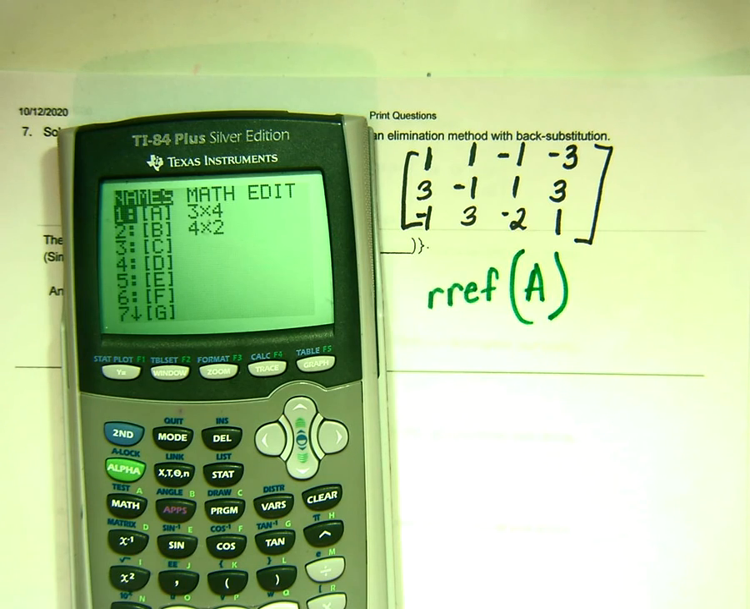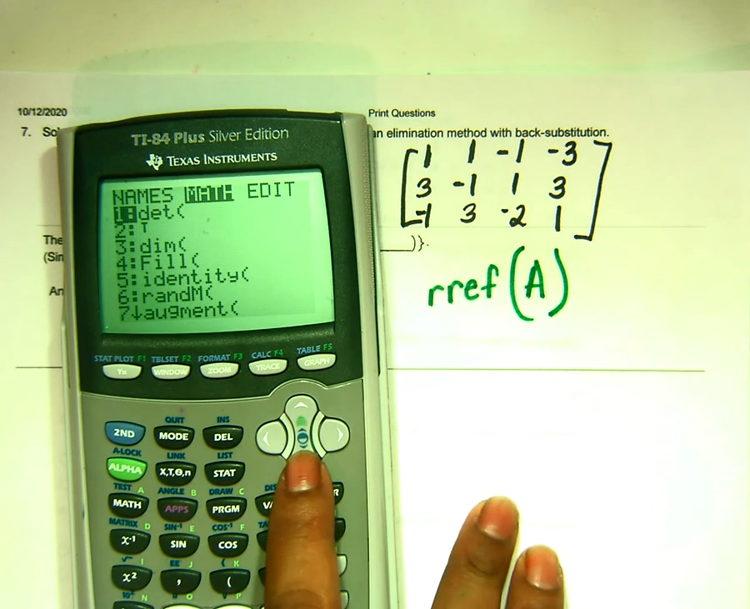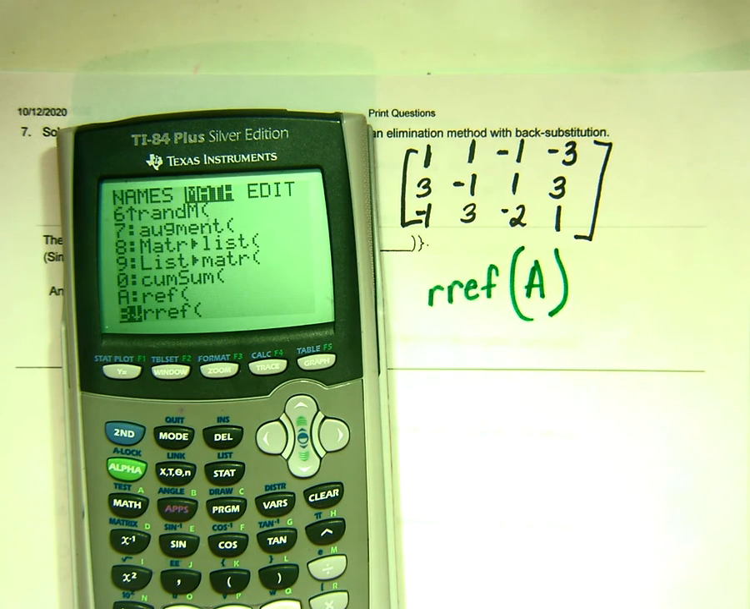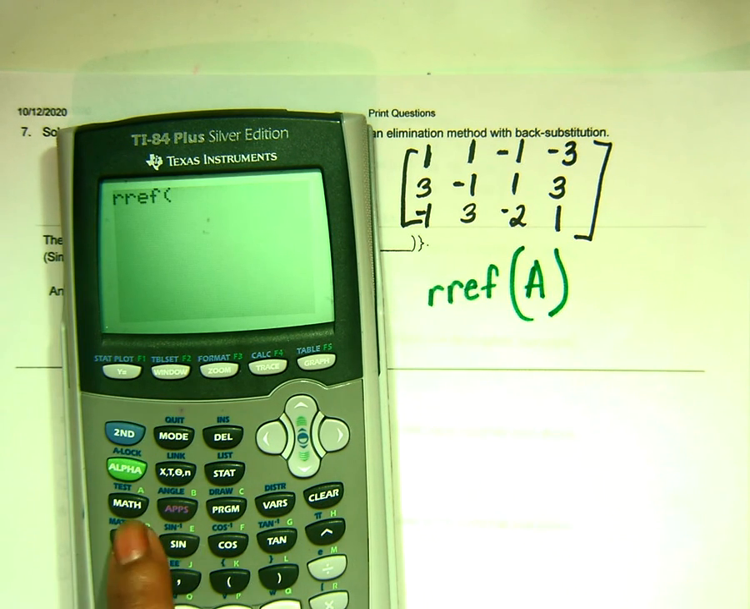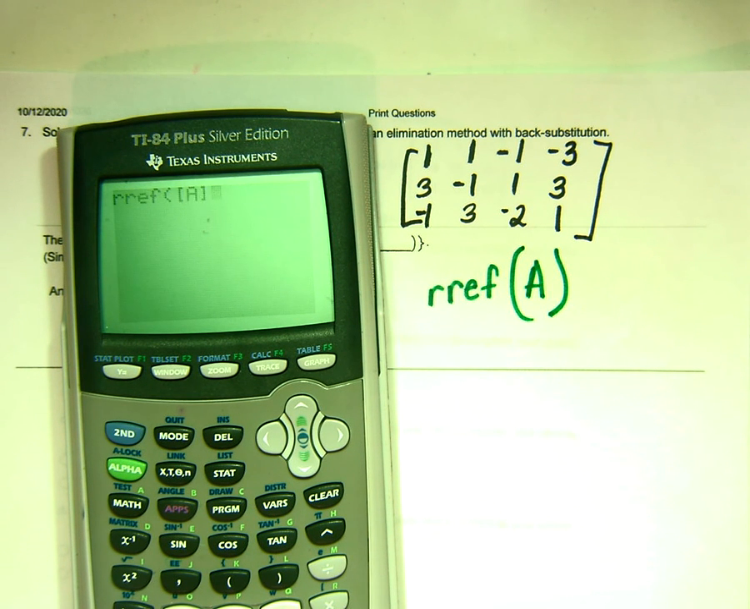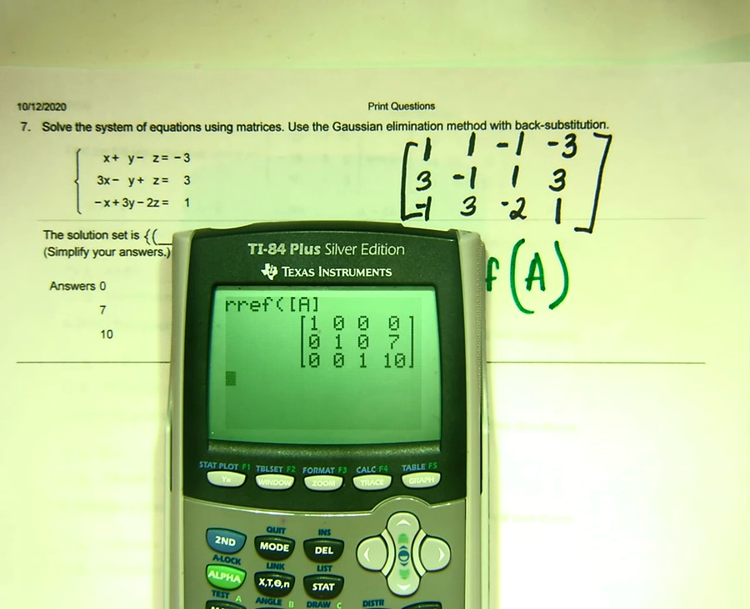Second matrix. Use your right arrow key to go to math. Go all the way down until you see RREF, not just REF, but RREF. Hit enter. Second matrix again. Now remember, we put this in matrix A as our default matrix. So hit enter, enter again. Look at your last column. So my x is going to equal 0, y is going to equal 7, and z is going to equal 10. So let's see if we can confirm that. By George, we've got it. So x is 0, y is 7, z is 10.